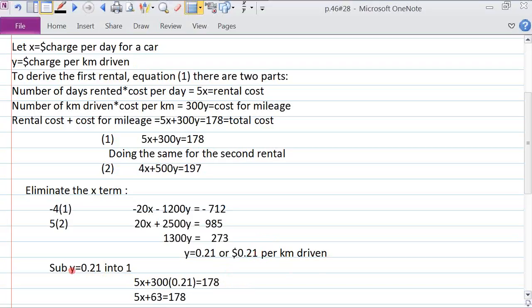Now I'm going to substitute y into equation 1. And if I do that, right over here, I'm going to substitute this into equation 1. I get 5x plus 300y. Now instead of y, I'm going to write 0.21, equals 178.